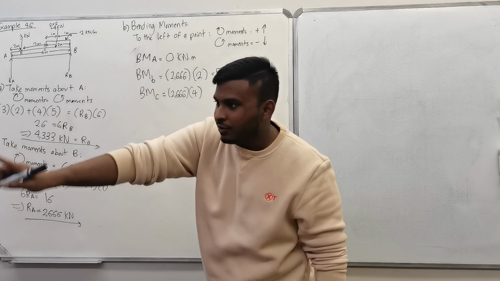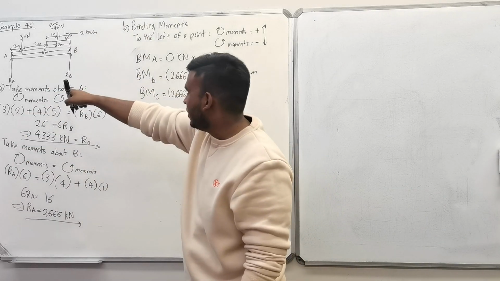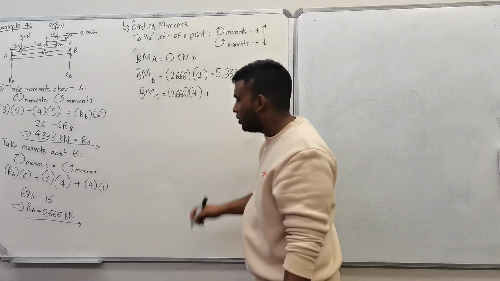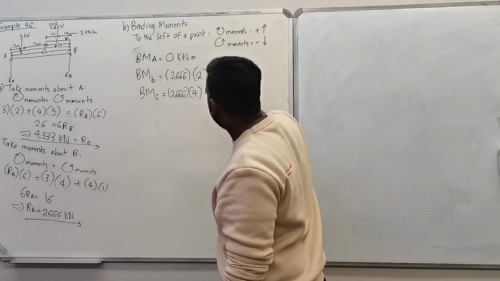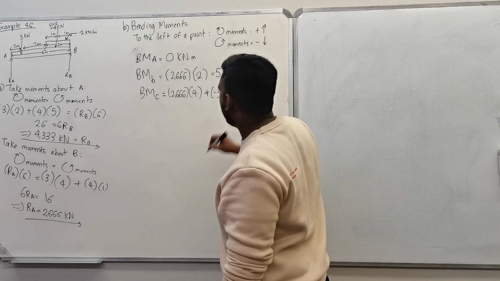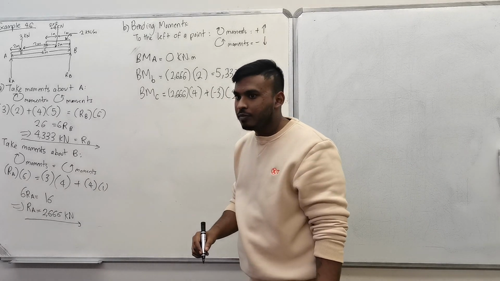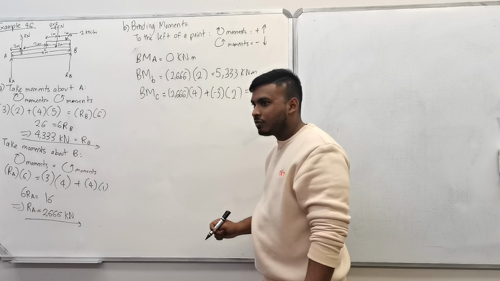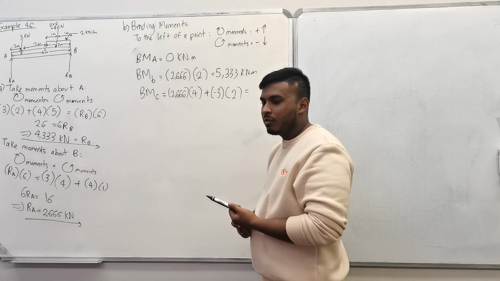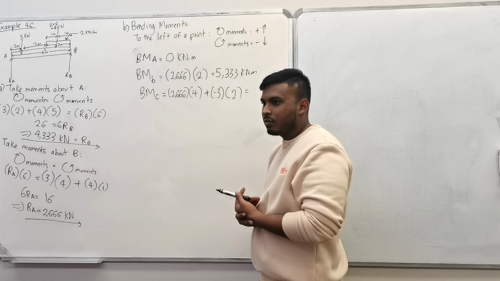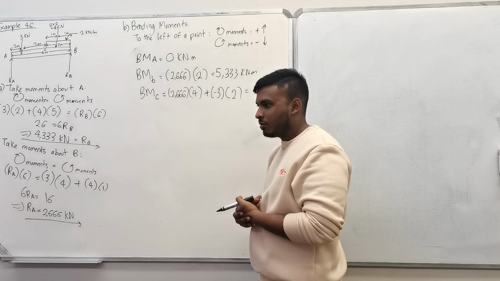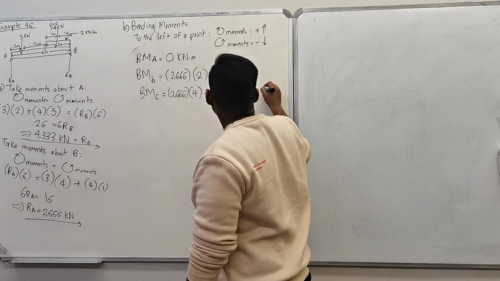Because RA is 4 meters away from point C, 2 meters plus 2 meters. The other force you have is the downwards force of 3 kilonewtons, which would be negative 3. And how far away is that from C? 2 meters, which is equal to 4.664.